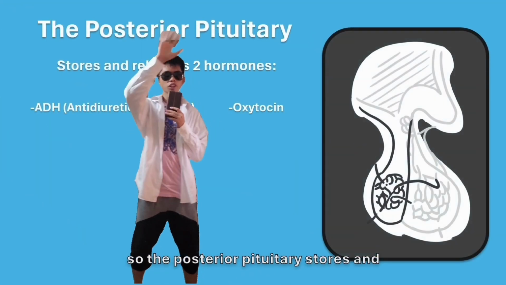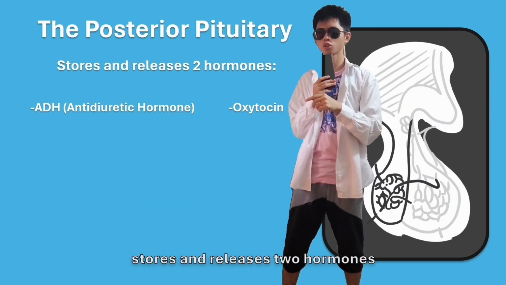So actually, the pituitary gland is subdivided into two parts. In that part, Carl will be the one to discuss. Hi. So the posterior pituitary stores and releases two hormones.